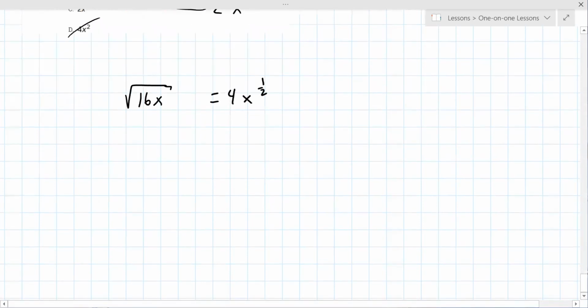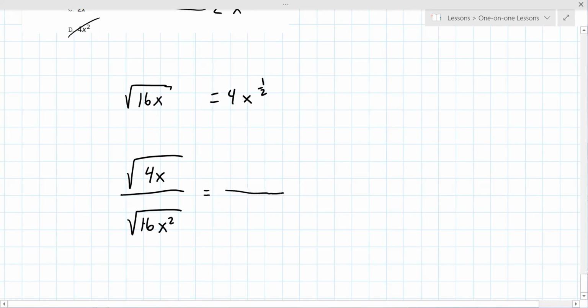Okay, so let's increase the difficulty a little bit. Let's say it's the square root of 4x over the square root of 16x squared. What would this be? It's really two questions: what's the top and what's the bottom. 2x to the 1/2 over 4x, because the square root of x squared is just x, right? Yep, 4x.